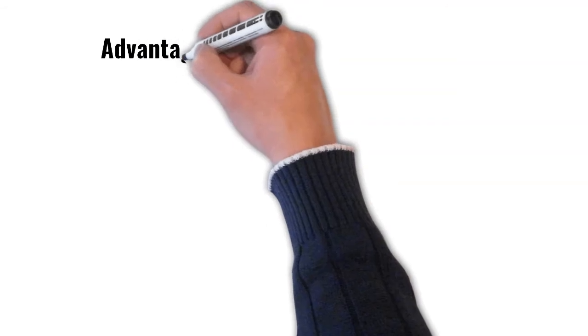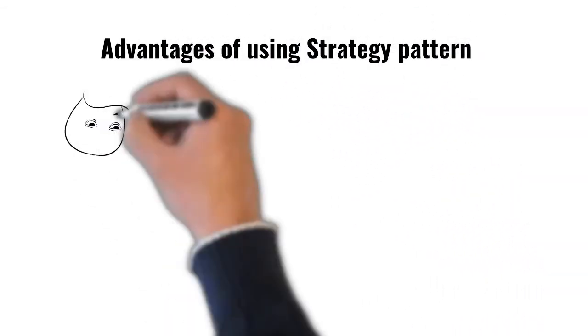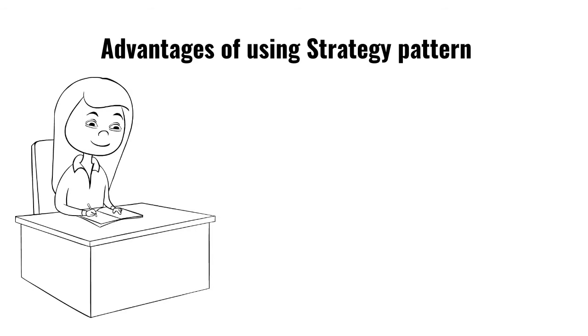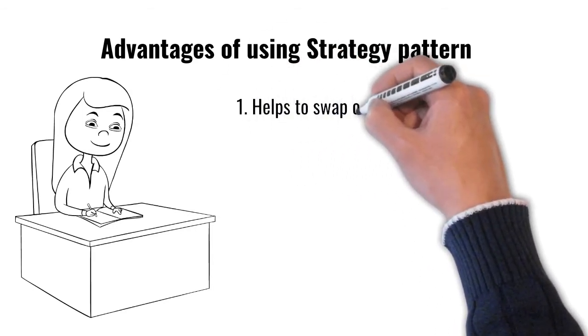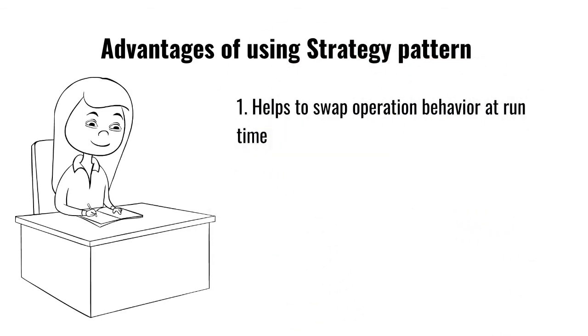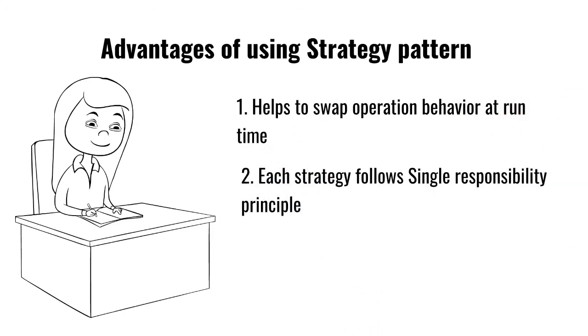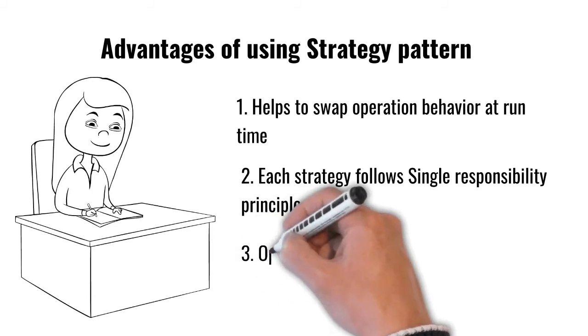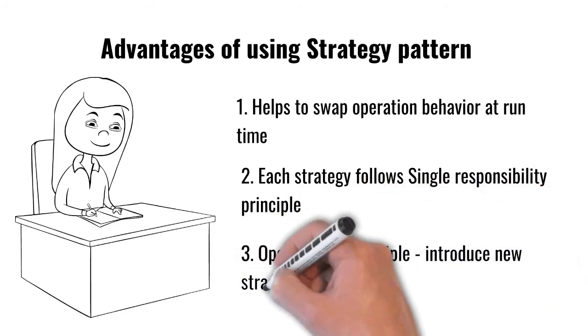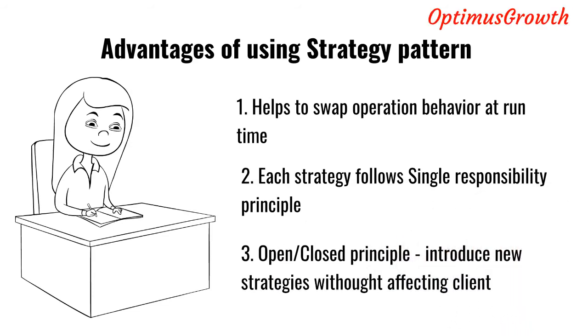Now let's take a moment to note down advantages of using strategy pattern. First one, strategy pattern helps to swap the behavior of operation at runtime. Second one, strategy pattern helps to create a separate strategy for each behavior, maintaining the single responsibility. And the third one, strategy pattern follows the open close principle so that whenever the new strategy is introduced, the client code never gets impacted.